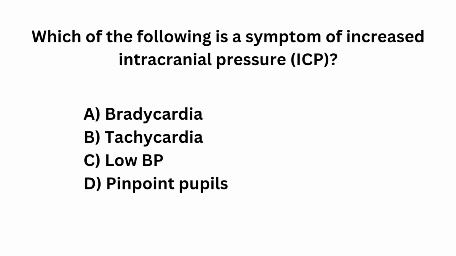Question number 17. Which of the following is a symptom of increased intracranial pressure? Answer A. Cushing's triad means bradycardia, hypertension and irregular respiration are seen in increased ICP.